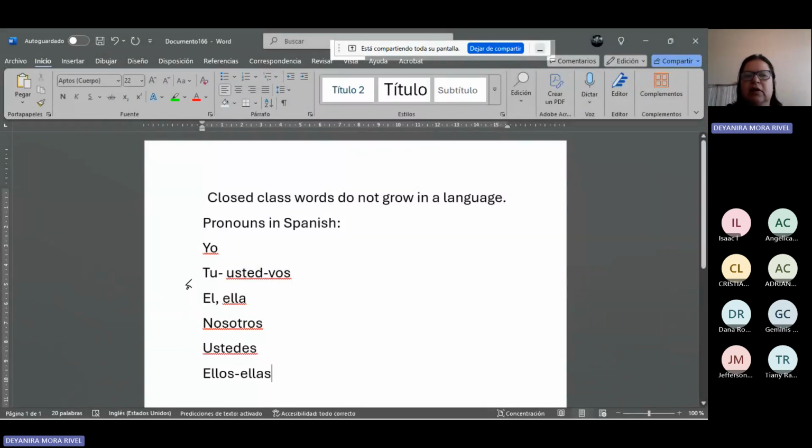Now, can someone tell me what is changing here? So these are the pronouns in Spanish that are not supposed to change because they are function words, right? In this case, pronouns substitute nouns. So we had already decided on which were the pronouns that we had in Spanish. But what is changing?